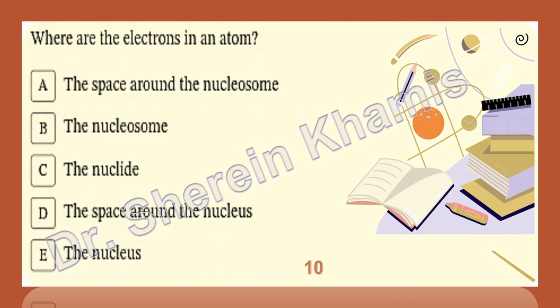Question 10 says, where are the electrons in an atom? Okay, so they are present in the area surrounding the nucleus. We call it the space around the nucleus. We call these spaces energy levels, or quantum energy levels, where the electrons can be present surrounding the nucleus.